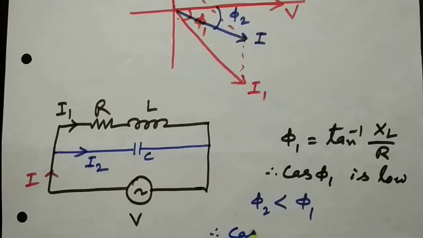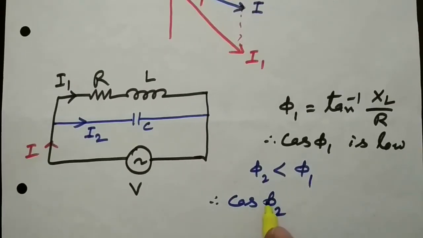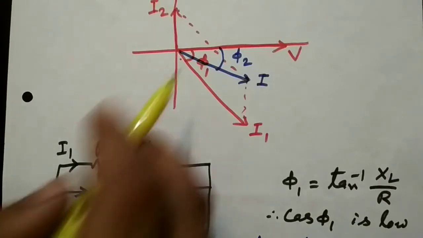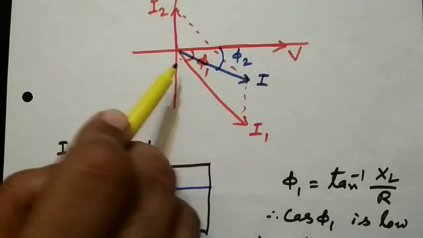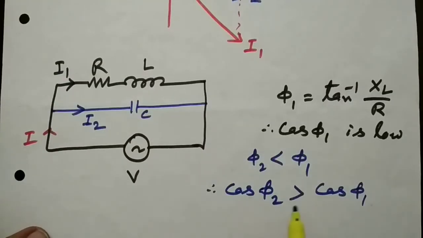So cos phi 2, that means the power factor of the whole circuit, will now be better than the previous condition, because phi 2 is less than phi 1. And if phi 2 is less than phi 1, then definitely cos phi 2 will be greater than cos phi 1. That means the power factor of the circuit is increased.